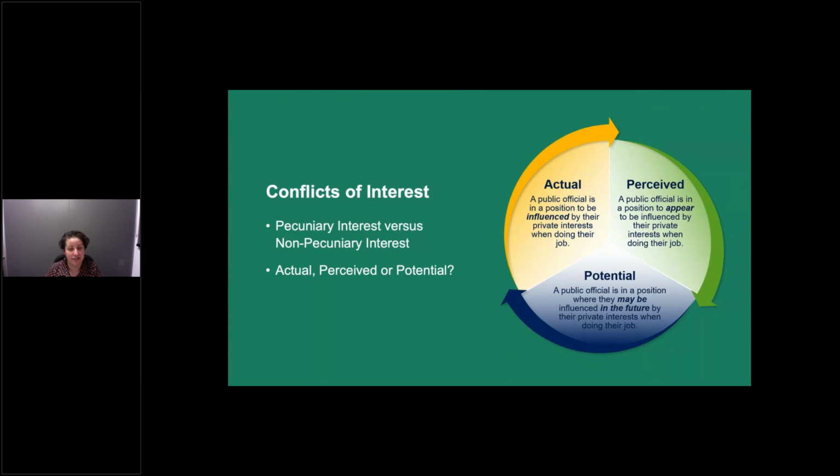You also need to know the difference between an actual conflict, a potential conflict, and a perceived conflict. So you've got the 3 colours on the slide there in the circle with the arrows. An actual conflict of interest is when your private interests do influence your role as a committee member. Perceived conflict of interest is when it appears that your private interests influence your role as a committee member. Potential conflict of interest is when your private interests might possibly influence your role as a committee member in the future. So there's 3 different types there to be across.